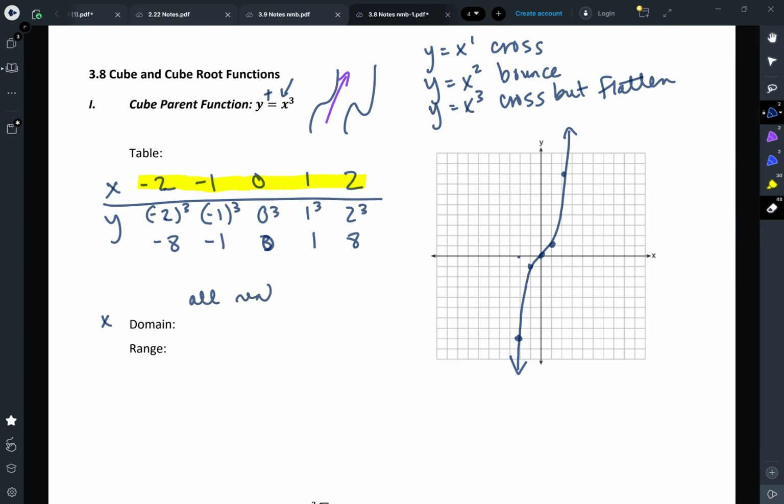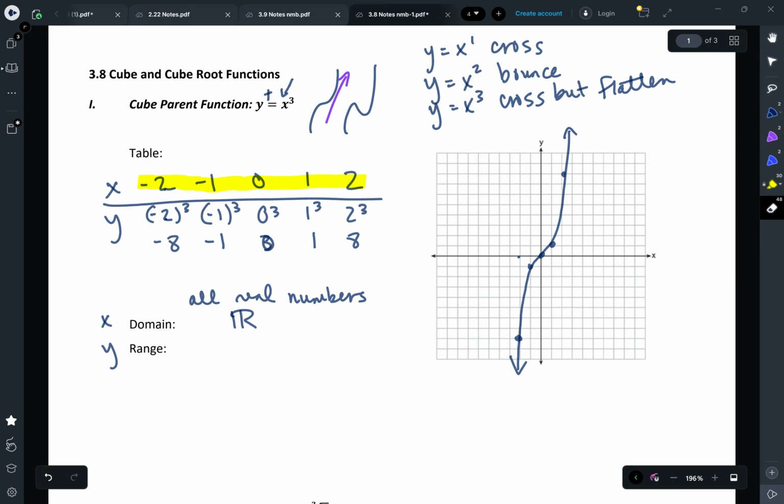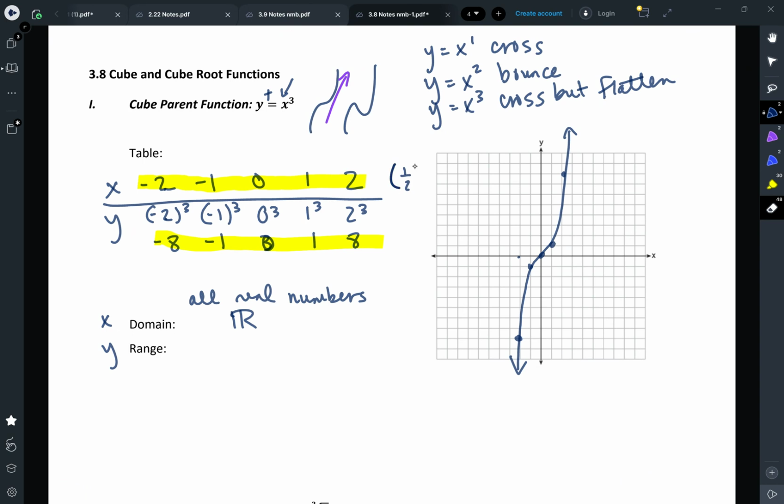And remember, the symbol for all real numbers is that fancy looking R with the double line. When I think about my range, it's the y, so now I'm looking at what kind of numbers can we get out of our function, and that would be the -8, -1, 0, 1, 8. So we're still looking at being able to get out negatives, 0, and positives. And we could still, if I take a fraction, like say 1/2, and I raise it to the third power, I'm going to get another fraction, right? Or if I plug in a decimal, I'll get another decimal most likely. So this is going to be all real numbers as well.